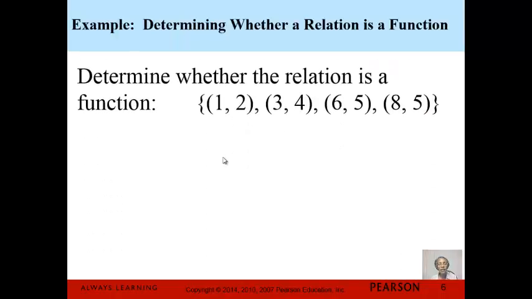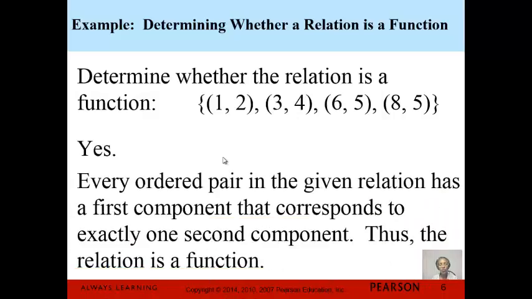So let's take a look at the relation. (1, 2) is the first ordered pair, (3, 4) the second, (6, 5) the third ordered pair, and (8, 5) the fourth ordered pair. So notice every domain element, or first component, corresponds to exactly one second element, or one range element. So yes, this relation is a function.